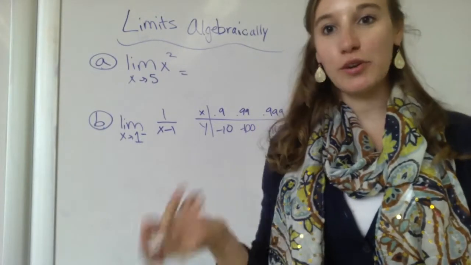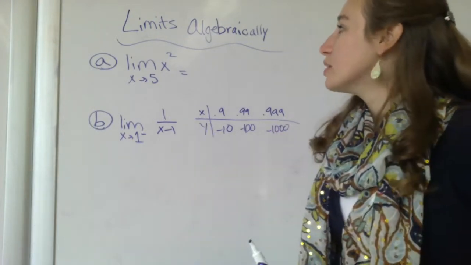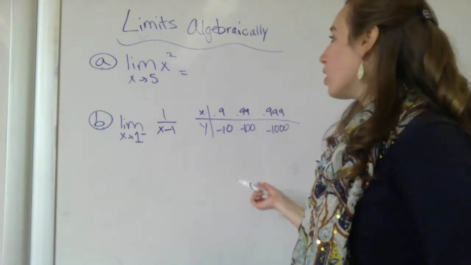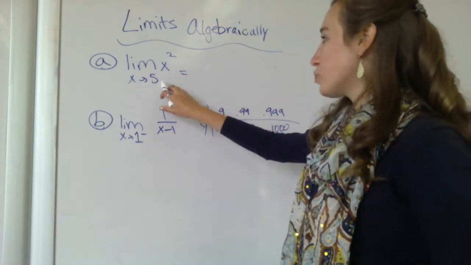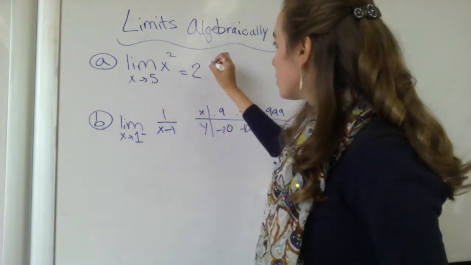Besides finding limits graphically, you can also find them algebraically. Take letter A, for example: the limit as x approaches 5 of x squared. Since it's a simple equation, all you do is plug 5 in, and the limit as x approaches 5 of x squared equals 25.